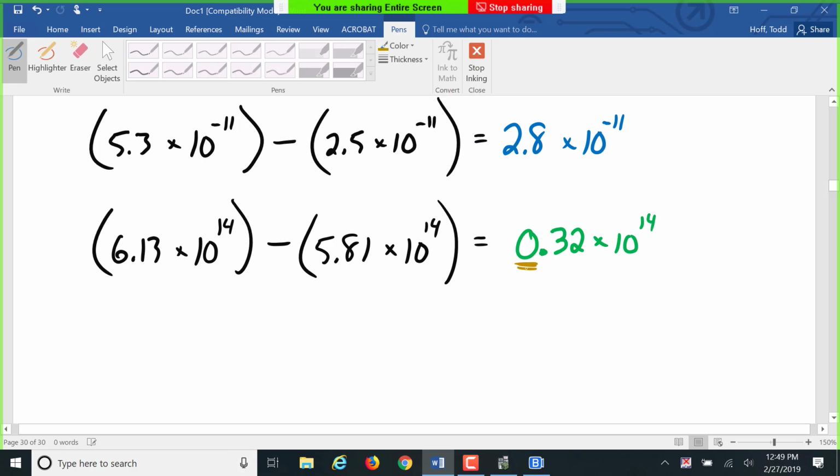Now there's no digits in front of the decimal point, only a 0. Remember, it has to be a non-zero digit. So we adjust that to make it what? 3.2. Now the number got larger, so the power gets smaller. So it becomes 10 to the 13th. Good.